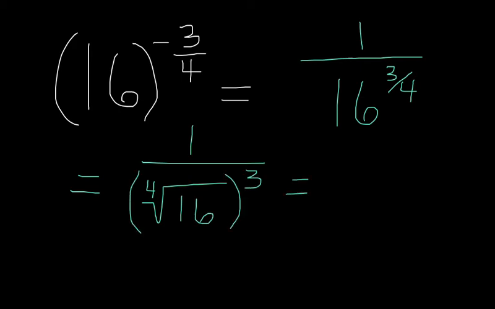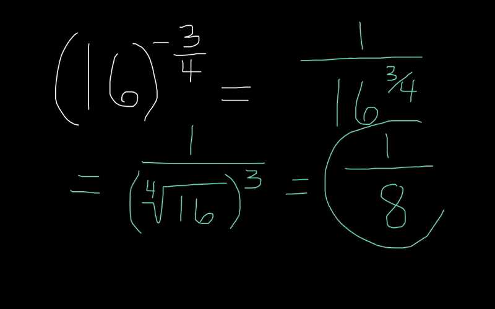So we just found out in the previous screen that the 4th root of 16 raised to the 3rd power is 8, so this answer would be 1 over 8. So the negative just moves our 8 from the numerator of a fraction to the denominator of a fraction.